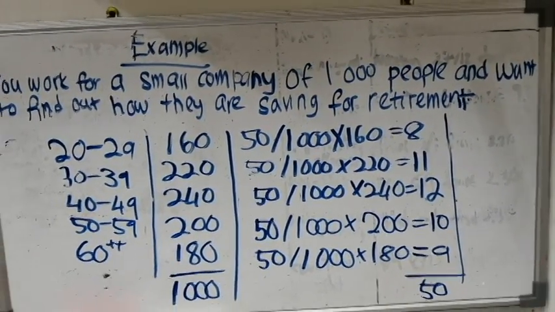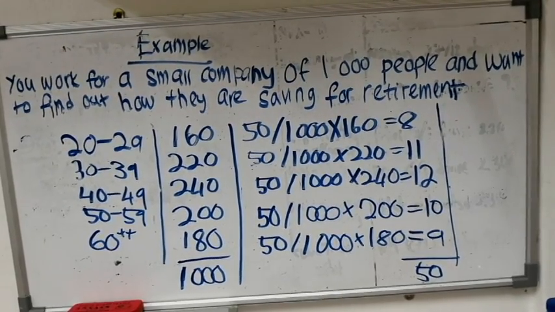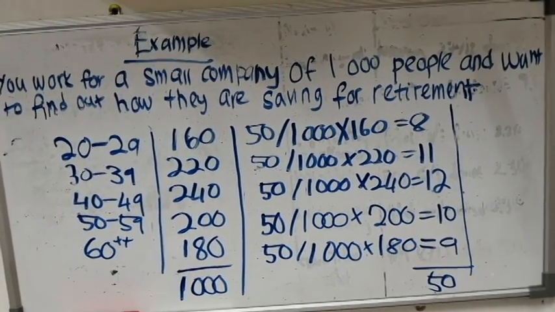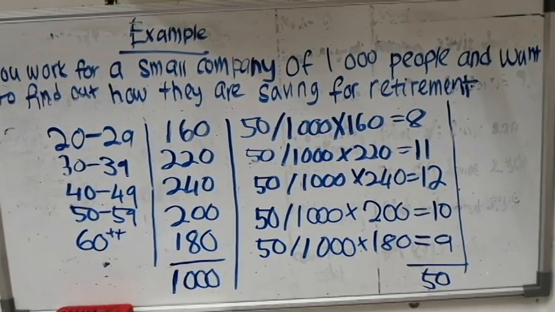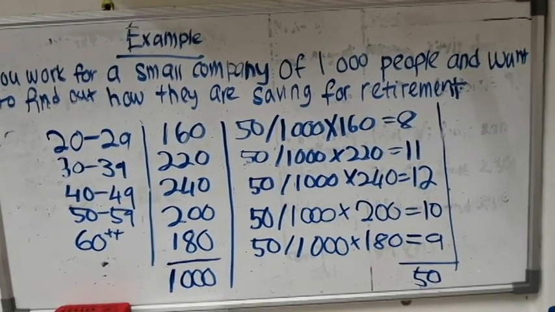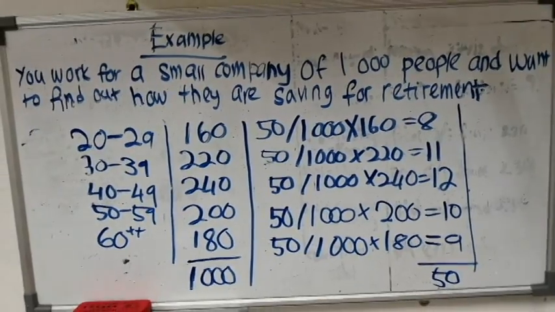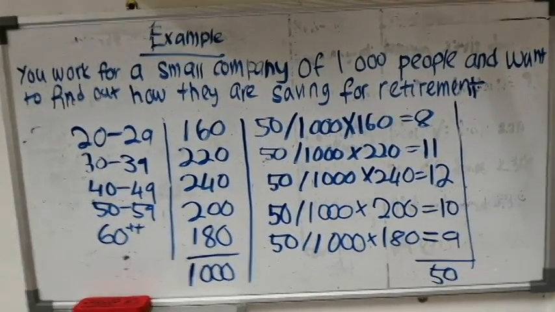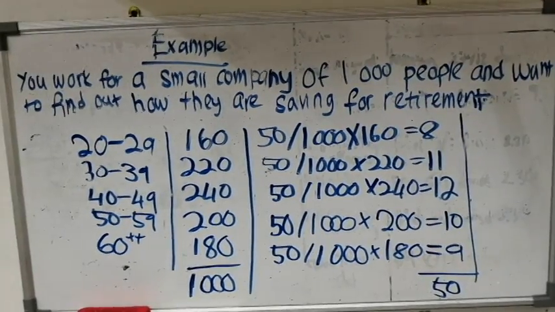Let's say there are 160 persons aged 20 until 29, and then 220 aged 30 until 39, 240 aged 40 until 49, 200 aged 50 until 59, and lastly 180 aged 60 years old and above. So the total is 1,000. Now we want to know the sample size of the strata.